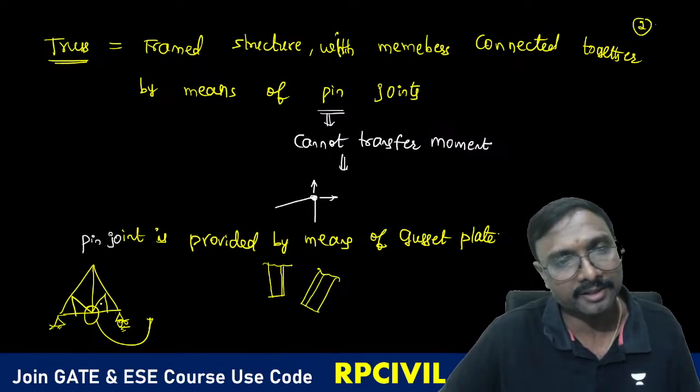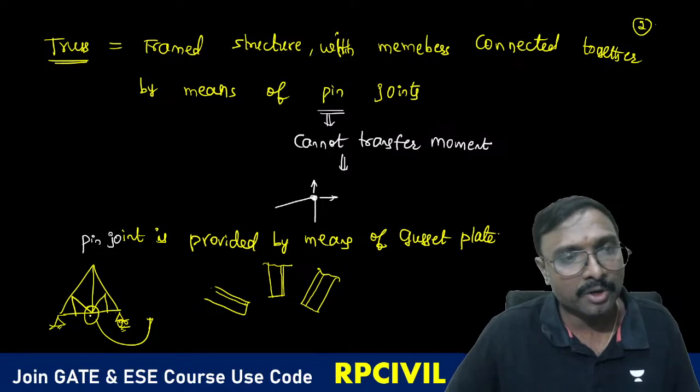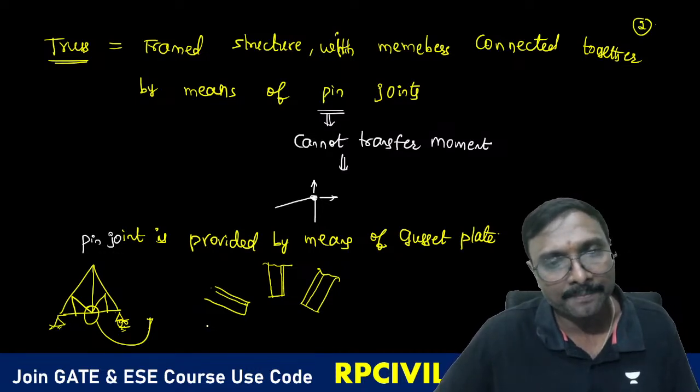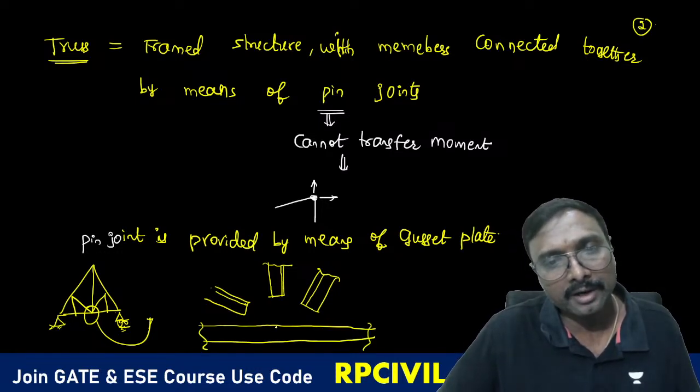So one more member, this member like this, and this left side member also will be there in this manner. These two members will be together, let us say, or you can provide a single member, or you can give some gap also, whatever it is.